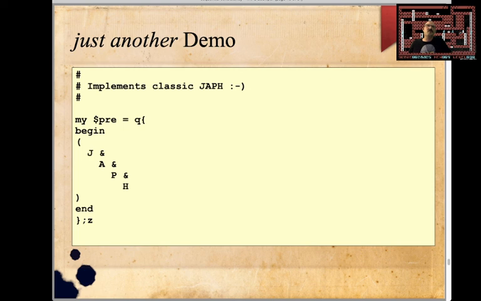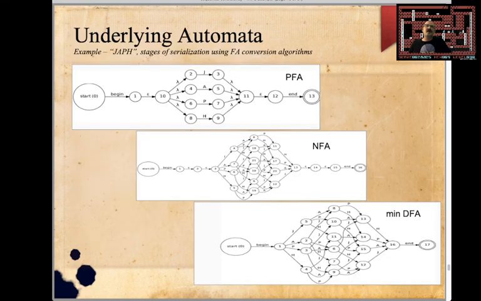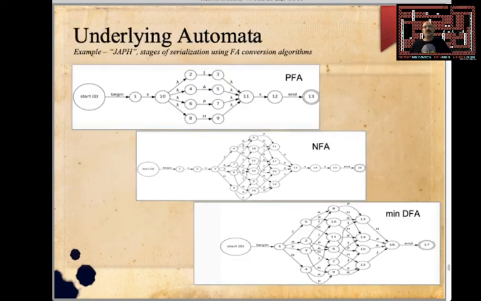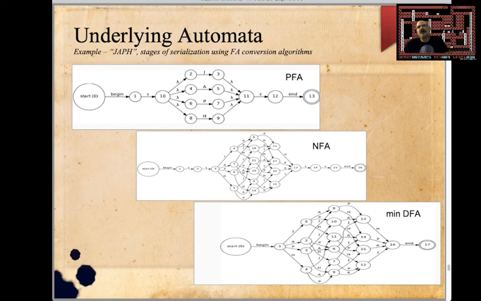I thought this was an appropriate demo. Now, let's talk about the JAF PRE. All right, there's a beginning, there's an end, and then within the parentheses, there's JAPH, and they are all shuffled with one another. So this shows the parallel finite automata, the non-deterministic finite automata, and the minimum DFA that is produced from the JAF example.